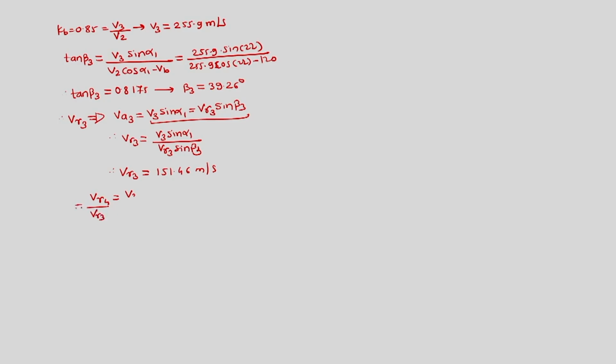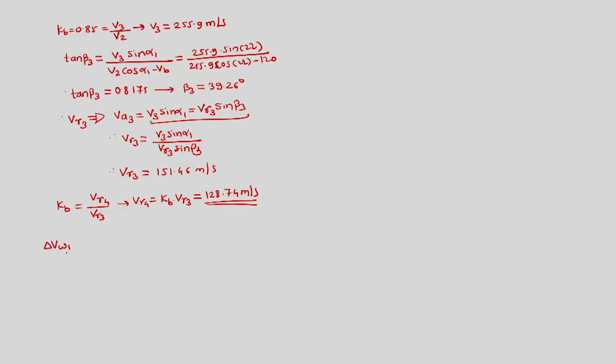Now we can also find VR4 from the fact that VR4 divided by VR3 is equal to KB. So VR4 is equal to KB into VR3, so VR4 is equal to 128.74 meters per second. So now we have found all the velocities required for the inlet and outlet velocity triangles for the second stage.